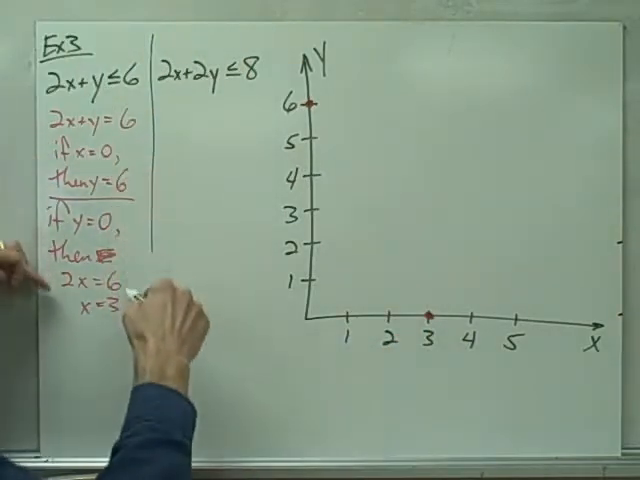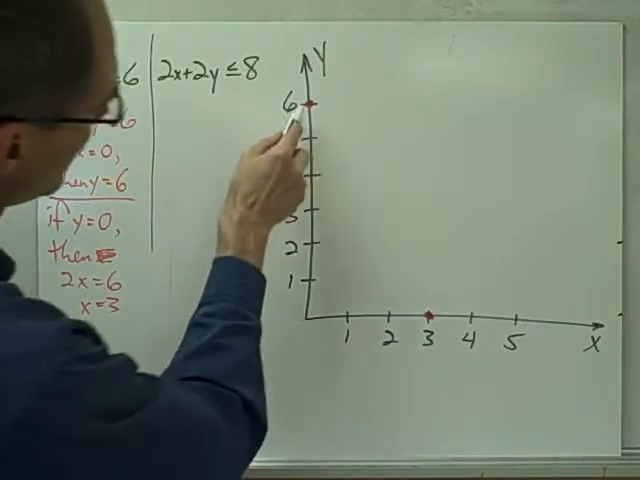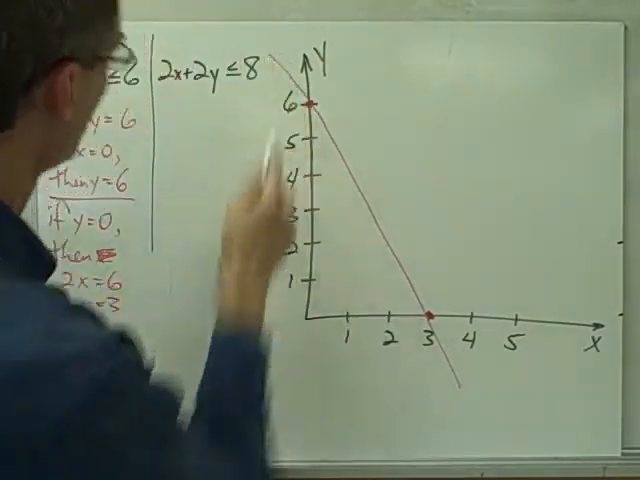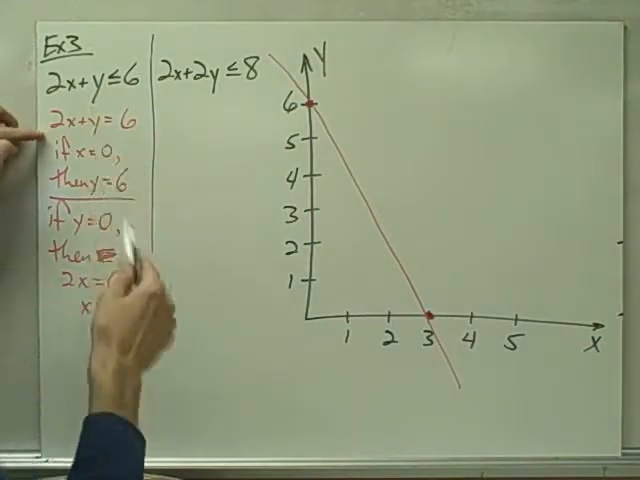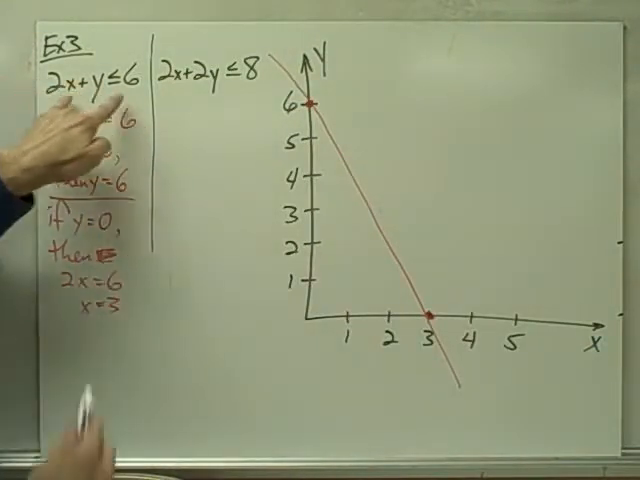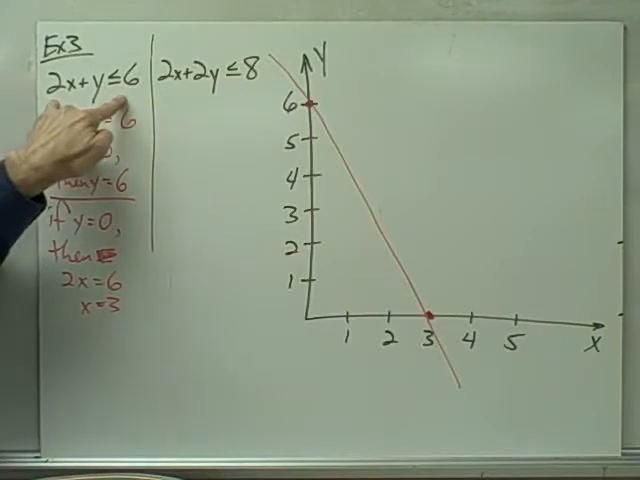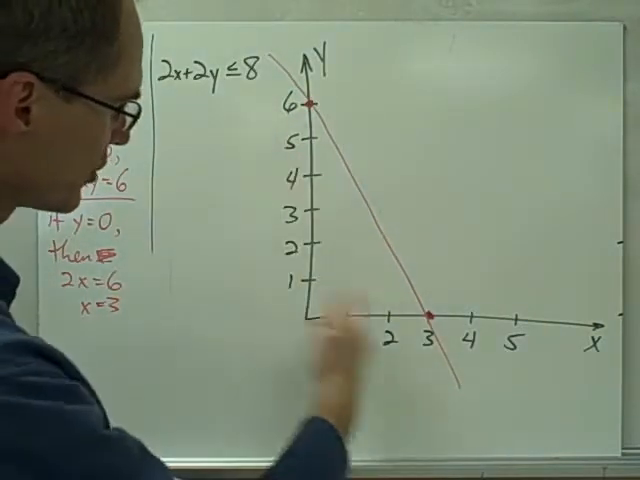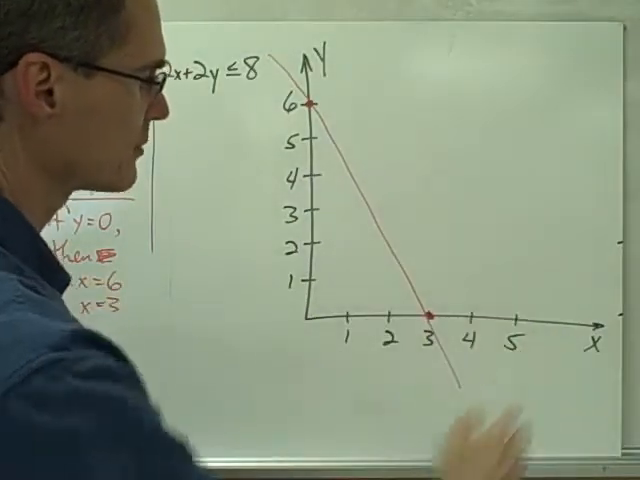Now that I have these 2 points on my graph, I can just connect up these 2 points. And there's the graph of this line. Now once again, I want this inequality. I'm not just graphing this line, I'm graphing this inequality. So now I have to figure out, do I want to shade in all these points over here, or do I want to shade in all these points over here?